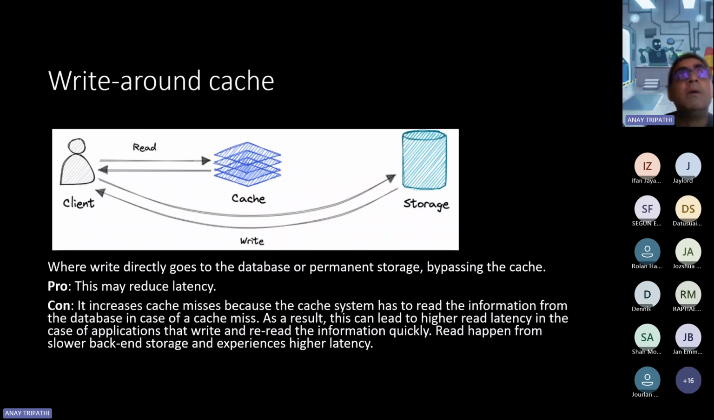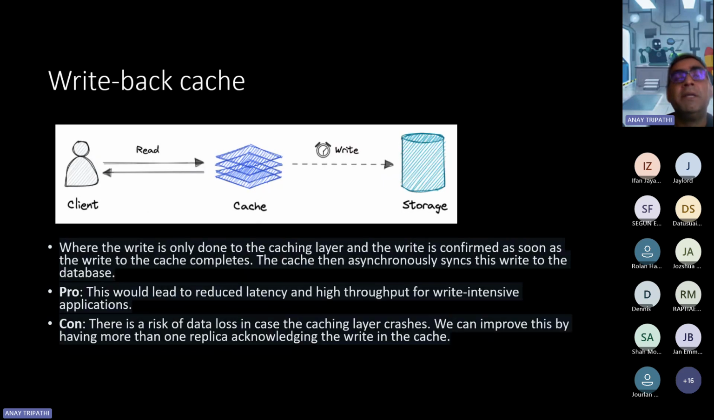Okay, now the last one is write back cache. I would say it's the smartest strategy. Out of these two, it takes the best of both worlds, write through and write around. With write back, when you have some data, you first write it in cache for sure, but you don't write immediately into the storage. So you can have async calls to the storage.